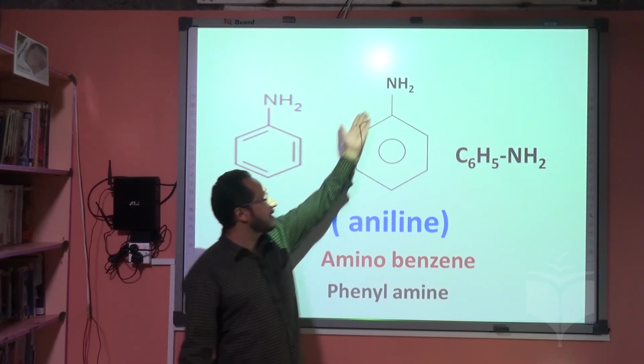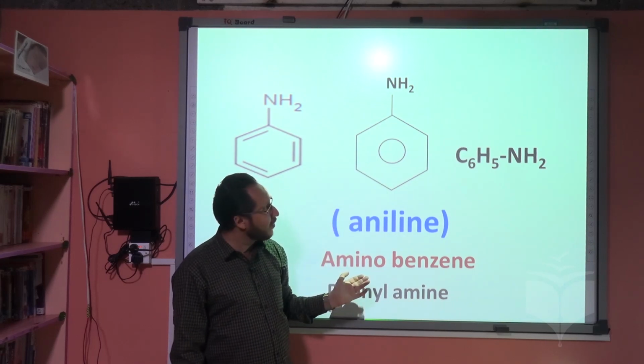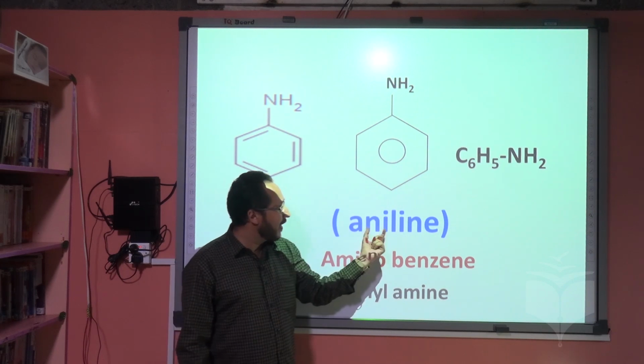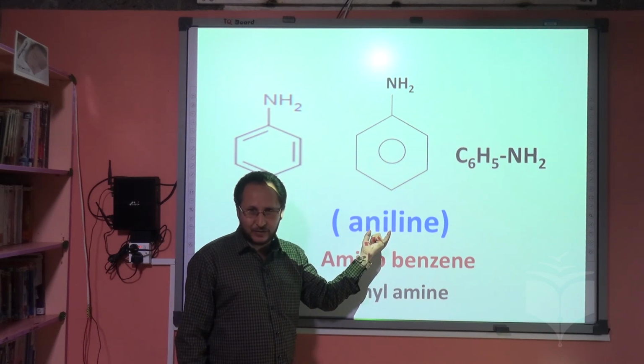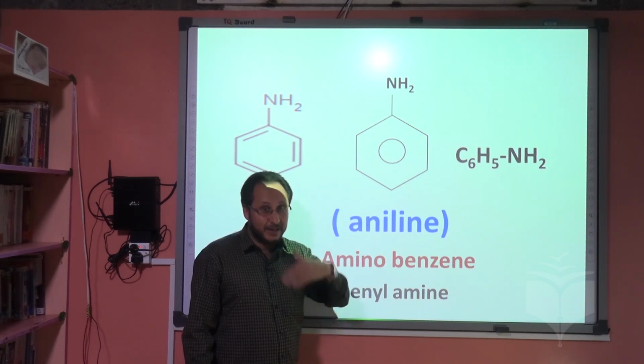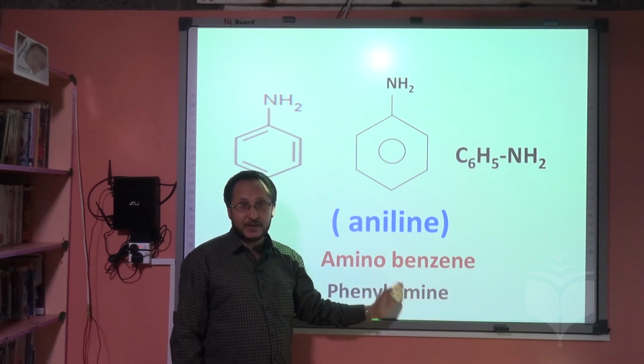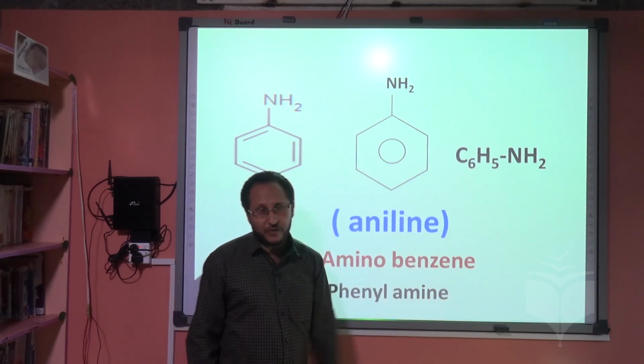Or you can say this is amino and this is benzene. Or you can say this is phenyl and amine. So we have three names, but the famous name is aniline. You have to focus on this one. It is aniline. But if you write aminobenzene or phenylamine, it means any one of these figures.